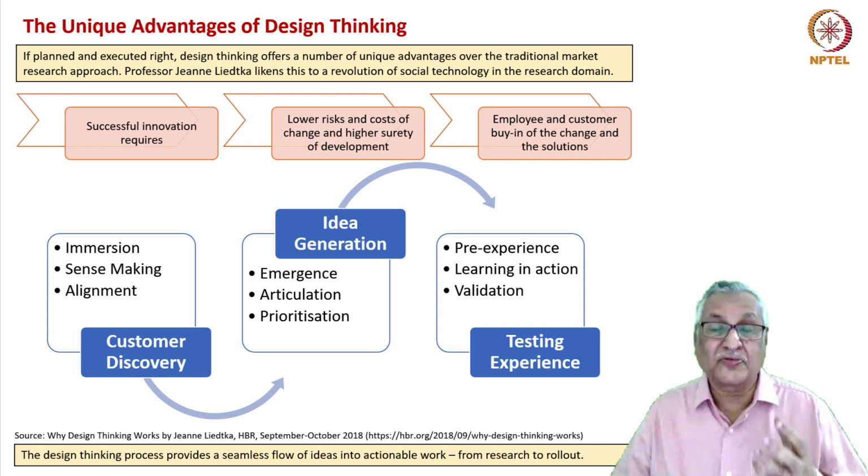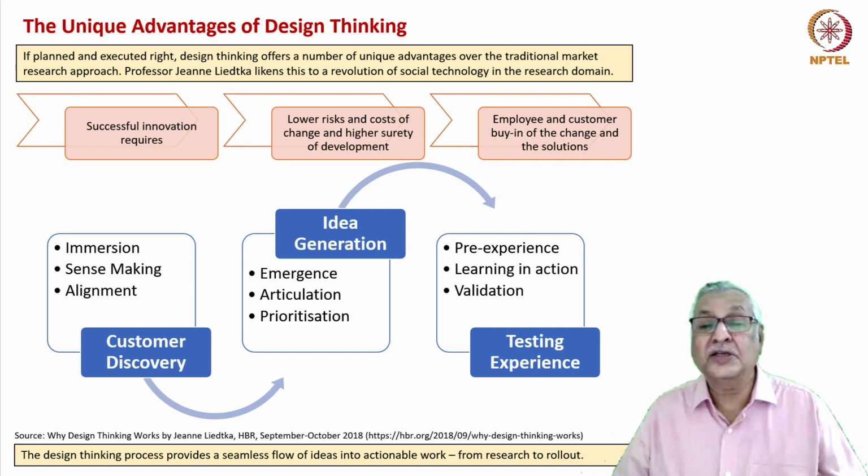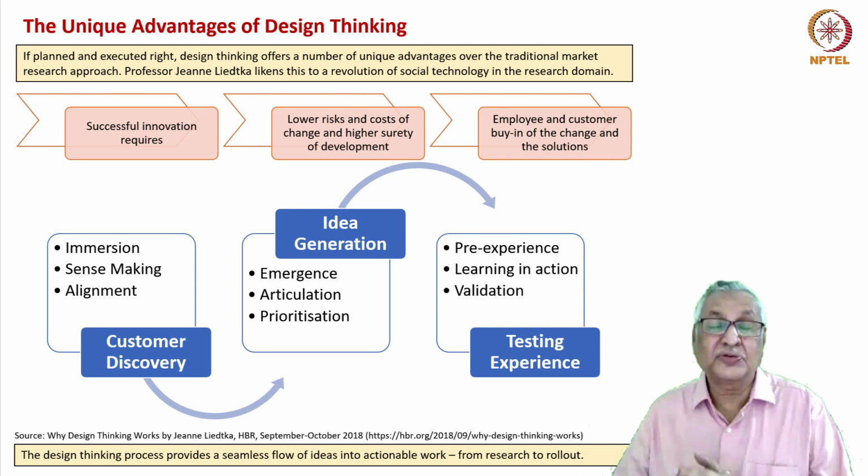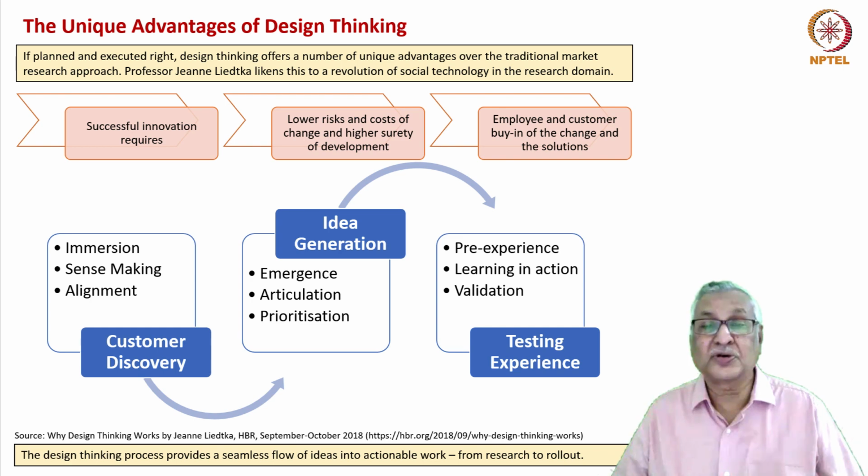Usually, an emergence of an idea occurs as a speck of thought. Then it needs to be further amplified, articulated, and then ideas need to be prioritized. And even within one single idea, there could be several facets which need to be prioritized. Then we should have the testing experience, pre-experience in terms of look and feel of the prototype, learning about it in action, and finally validating it in terms of supporting our concept and supporting our product requirements. But the design thinking process doubtless provides a seamless flow of ideas into actionable work from research to rollout.